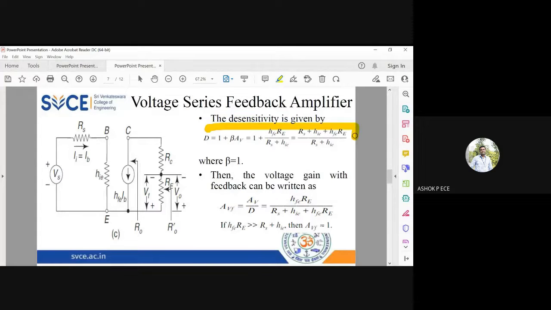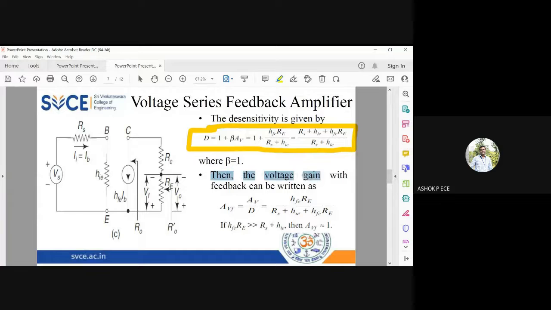Why we are finding this capital D? Because whenever you are going to find the parameters with feedback, we'll be either multiplying or dividing by capital D. It is divided by 1 plus beta A or multiplied by 1 plus beta A, right? So every time writing the 1 plus beta A is very big. So we compute a parameter called D sensitivity, capital D, and we use this one for all other parameters.